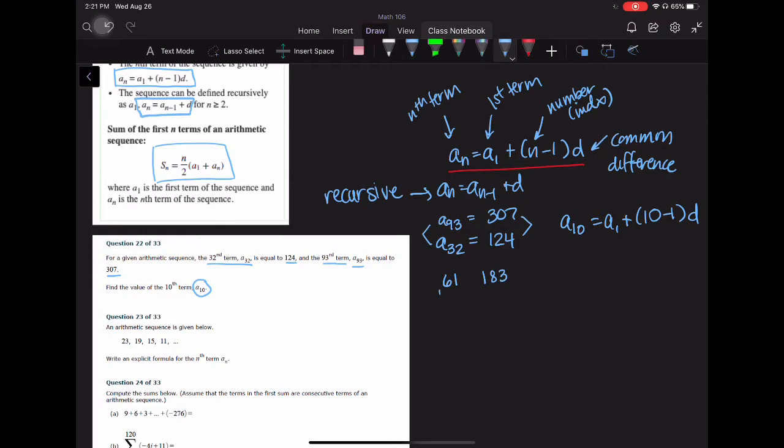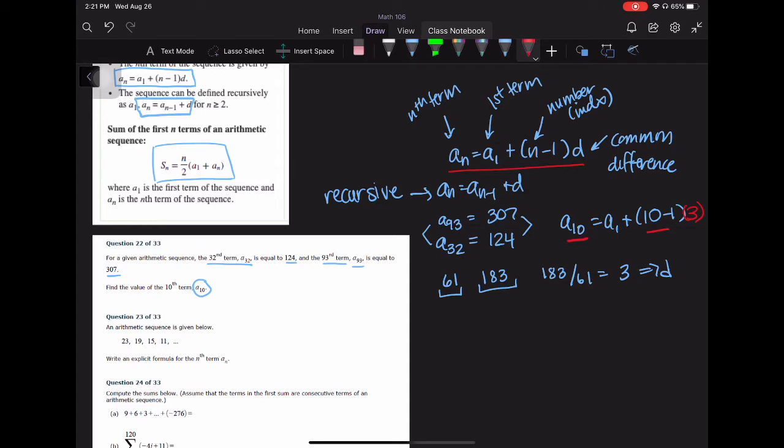So for every 61 terms, I increased 183. Well, how much is that per one term? So if I divide 183 by 61, I get 3, which is my common difference. Okay, now I can go back into this formula here, and I can fill in 3 for my common difference. But I still don't know what my first term is. I don't know what A10 is in this case, so I need to find it.